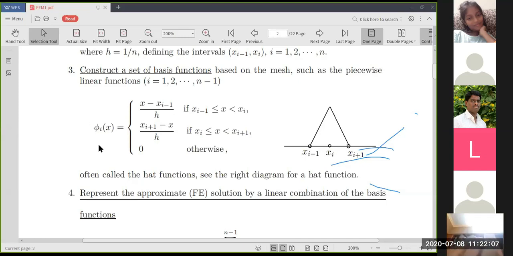This function is 0, 1 at this point, 0 at this point. So this phi i function is what is called a hat function. In finite element literature, people call this a hat function because its shape looks like that. Now, what is the next step? The next step is we need to construct.